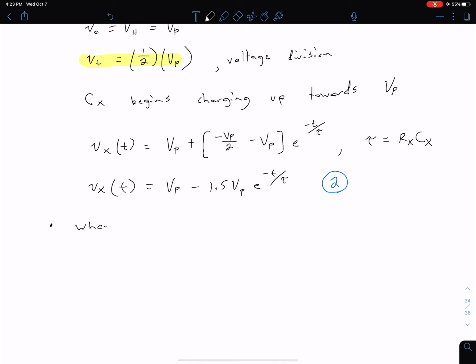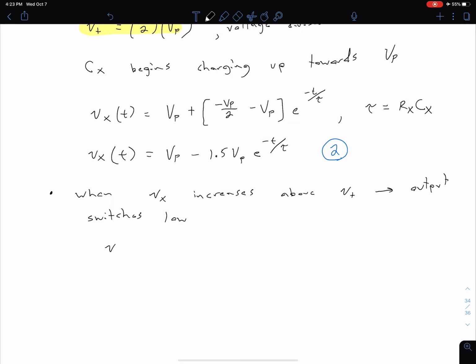So to be specific, we can say when our Vx increases above that V plus, then our output is going to be switching low. And so if our output switches low, of course, V out will go back to being VL, which is equal to negative Vp, as we've said before.